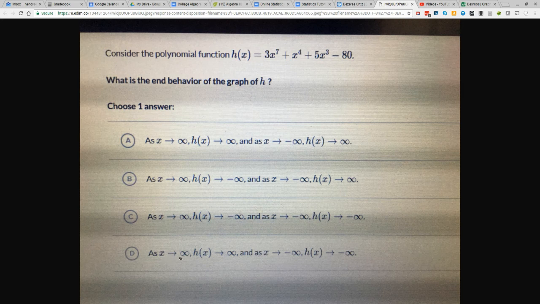As x goes to positive infinity, y goes to positive infinity, and as x goes to negative infinity, y goes to negative infinity. That's the shape that we've got for ours. Another way to say this is as you go to the right, the graph goes up forever and ever. As you go to the left, the graph goes down forever and ever. So I would choose D for this.